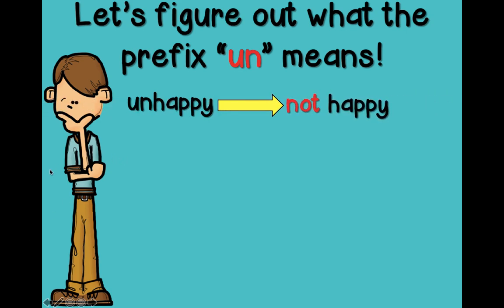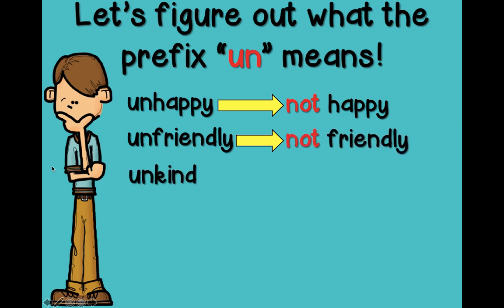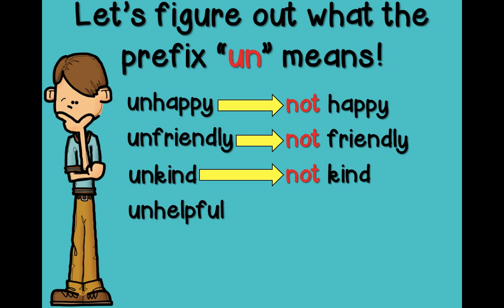It means not happy. Unhappy, if I'm thinking and I know that when I'm unhappy, I'm not happy, I can think that the prefix un means not. So let's look at another example, unfriendly. Unfriendly means not friendly. Unkind. If I think about a time when someone was unkind to me, they were not kind to me. Unhelpful. If I ever think of a time when something or someone was unhelpful to me, they were not helpful.